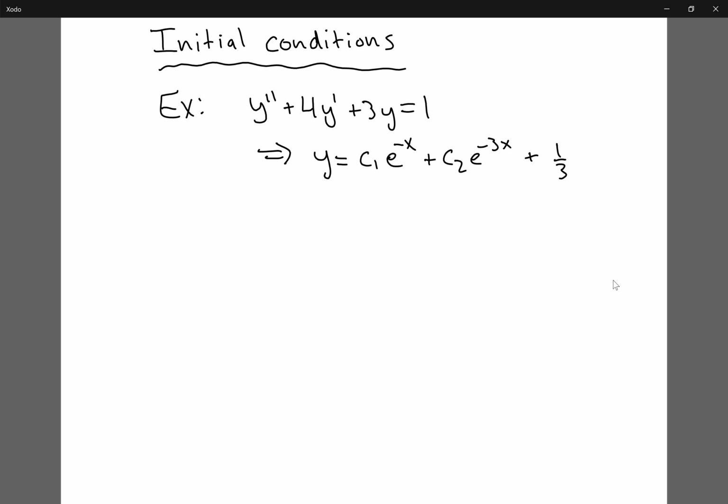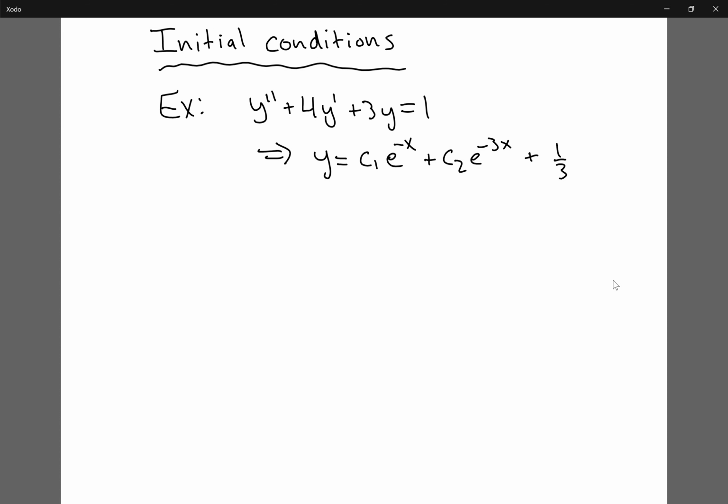In the last video, we noted that there were some parallels between the way that you approach solving a linear system of equations and the way that you would approach solving a differential equation. In particular, we solved this example, y double prime plus 4y prime plus 3y equals 1. And we found a very general solution that consisted of a linear combination of two homogeneous solutions. We have c1, which is some constant, times e to the minus x, plus c2 times e to the negative 3x. And then we had this particular solution, 1/3.